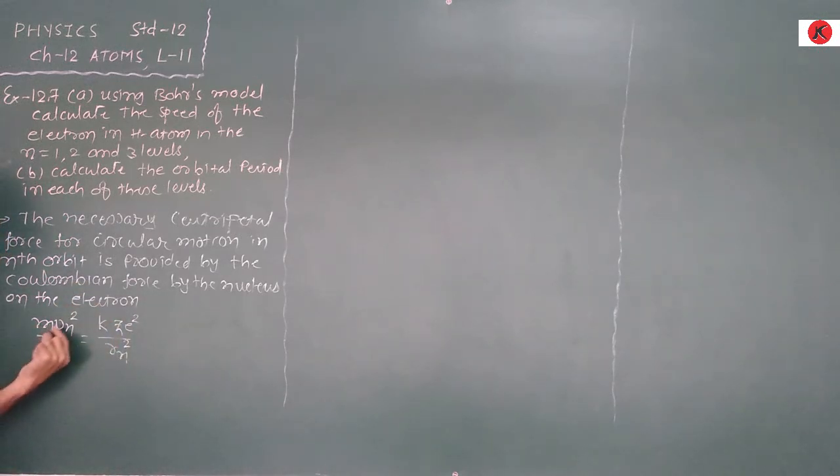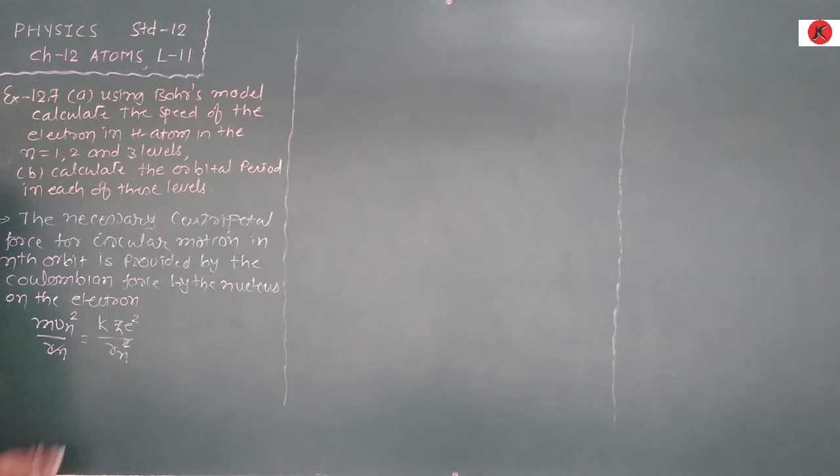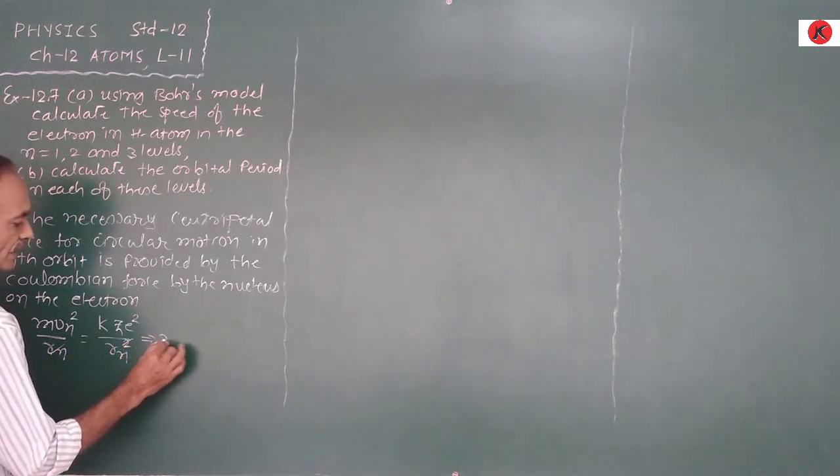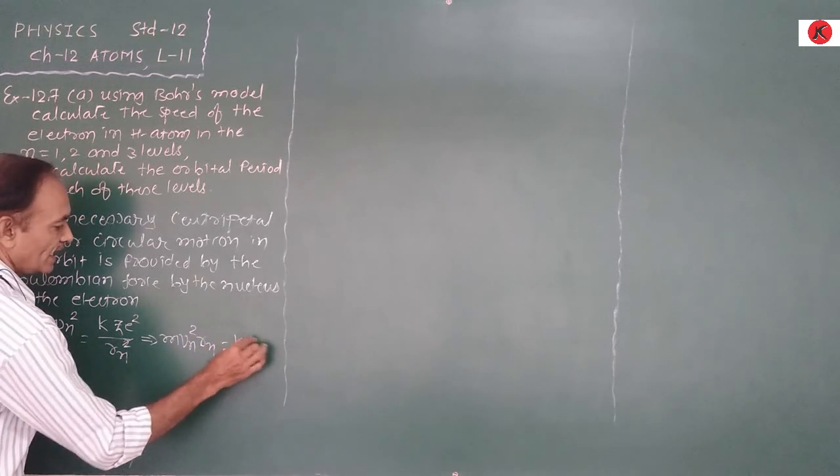Centripetal force is mv square upon r. Here, in the nth orbit the speed of the electron is v_n and the radius of the nth orbit is r_n. Z is the atomic number of the element, so the charge of the nucleus is Ze and the charge of the electron is e. The force is k Ze into e upon r square. One factor of r is cancelled, so we can write the equation as m v_n square r_n is equal to k Z e square.